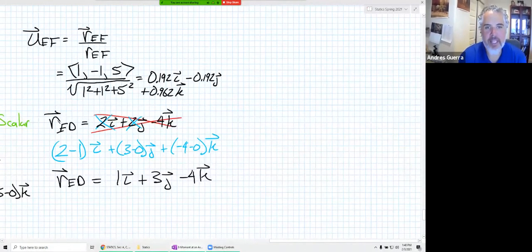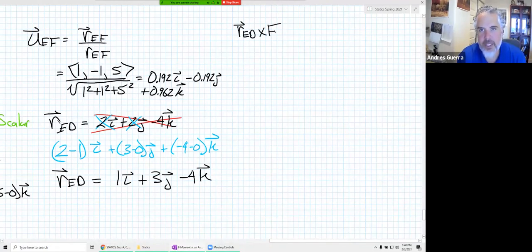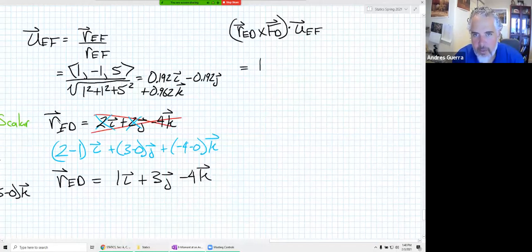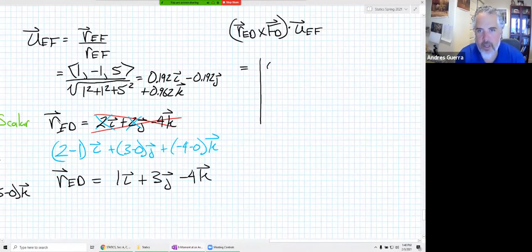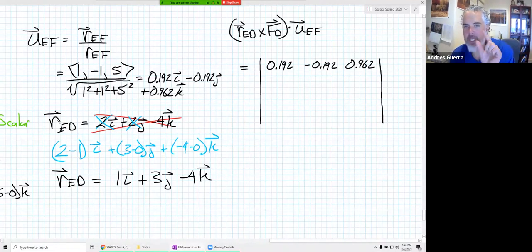Okay, so now we have everything for our triple scalar product, which remember is this R from E to D crossed with the force at D, and then dotted with the unit vector from E to F. Now the way that we can do that is, remember when we did the cross product, we had an IJK across the top row. Well, instead of putting IJK across the top row, we just put the components of the unit vector. So 0.192, a 0.192, and a 0.962.